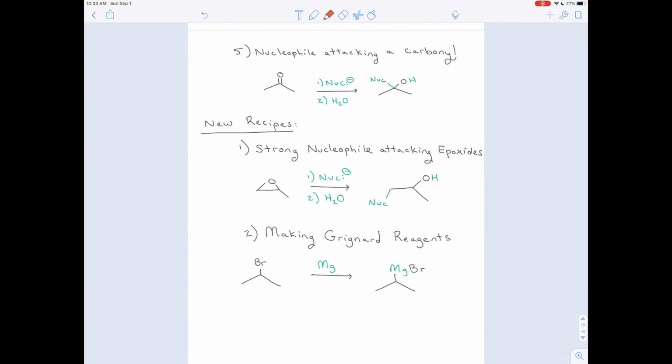You can add a nucleophile to a carbonyl. A carbonyl is when you have a carbon double bonded to oxygen. You can add a nucleophile onto that carbon. The carbonyl becomes an alcohol.